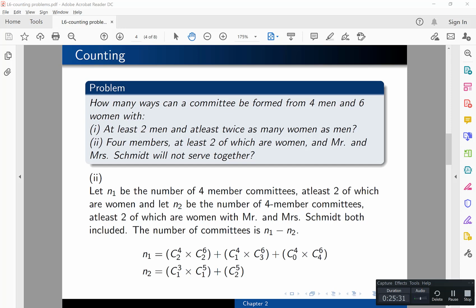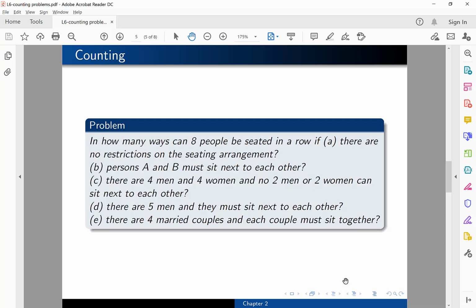So now let's move on to the second one. In how many ways can 8 people be seated in a row if A, there are no restrictions on the seating arrangement, right? So that's basically looking at rearrangements of 8 people out of 8 people. That is 8p8.